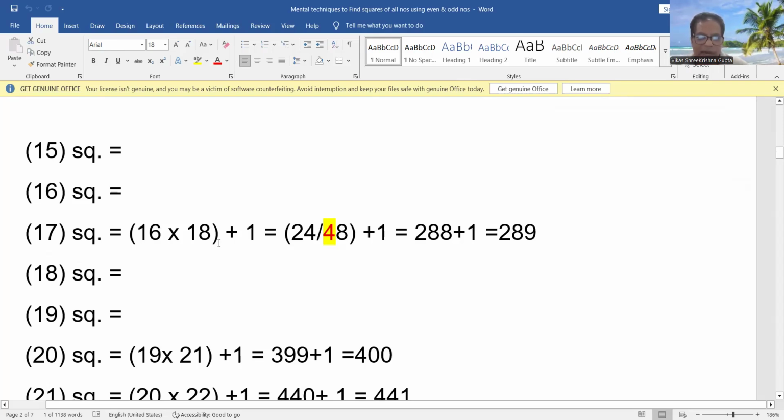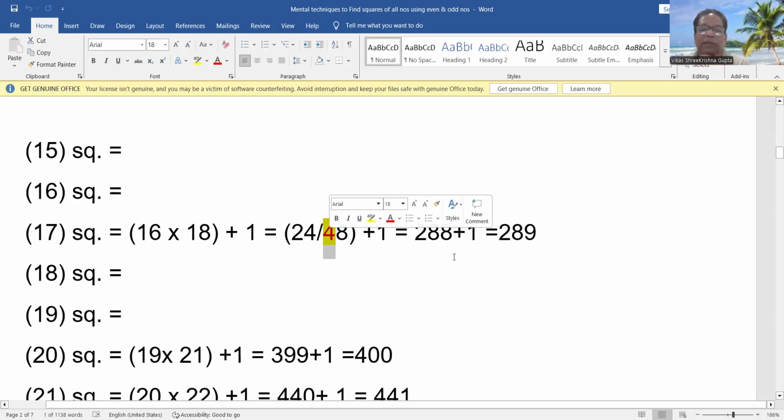So 16 into 18, I multiply with the Nikhilam concept. That is 16 plus 8 and then 6 into 8. 16 plus 8 is 24 and 6 into 8 is 48. So now I do the balancing. 4 is extra, I take 4 to the next number. When I take it here, 24 becomes 28.